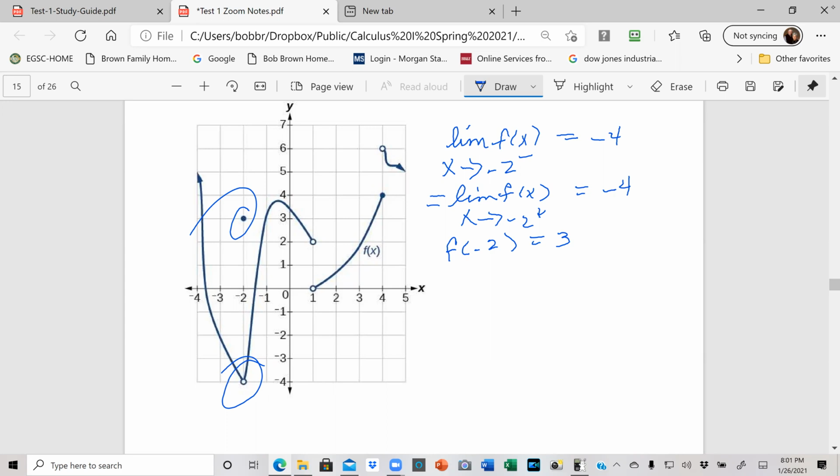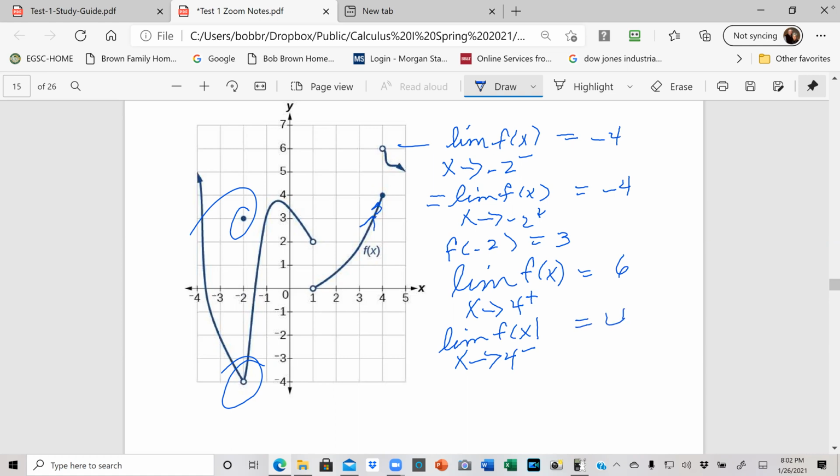And we can do the limit as x approaches 4 from the right is equal to 6, and the limit of f of x as x approaches 4 from the left, you'll see that it's equal to 4. By the same token, as you go towards 1, from the left you go to 0, or from the right you go to 2.